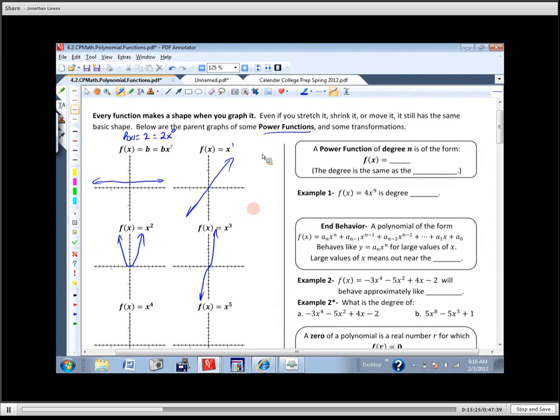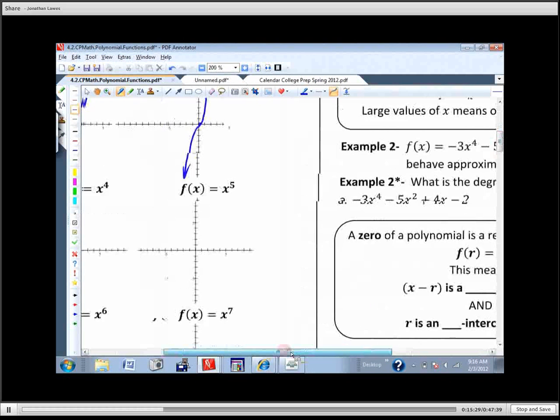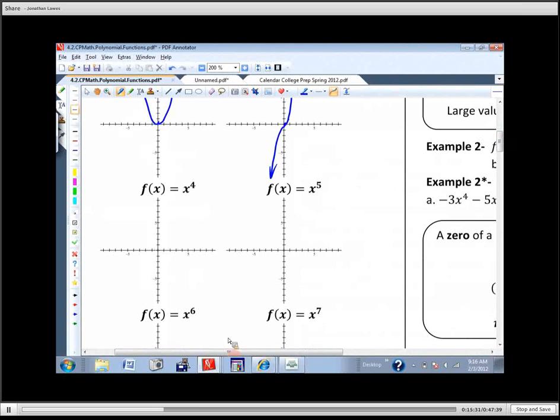Okay, let me make this a little bit bigger. And let's take a look at these guys right here. Now, x to the fourth. When you plug in a 0, you get a 0. When you plug in a 1, you get a 1. What do you get when you plug in a 2?